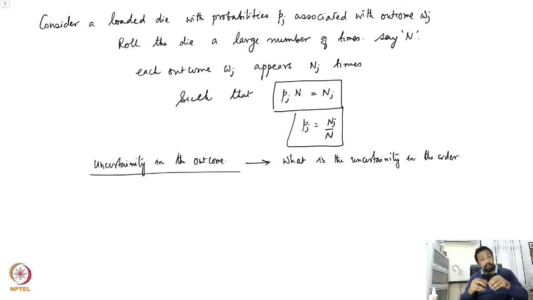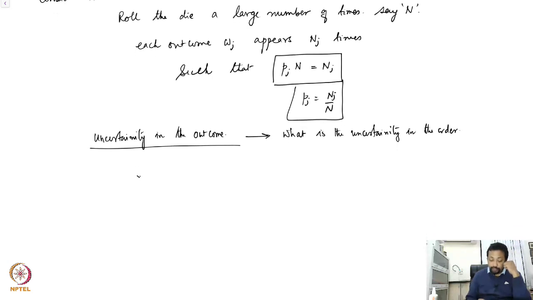Because my outcomes can appear in different order, you expect that if you roll it say 10 times, or 100 times or 1000 times, you're going to get different orders in which the outcomes appear. But therefore your original uncertainty about the outcome has now transformed into the uncertainty in the order. But all the orders are equally likely to appear. They appear with the same probability. So all you have to do is figure out the total number of possibilities that you can have.